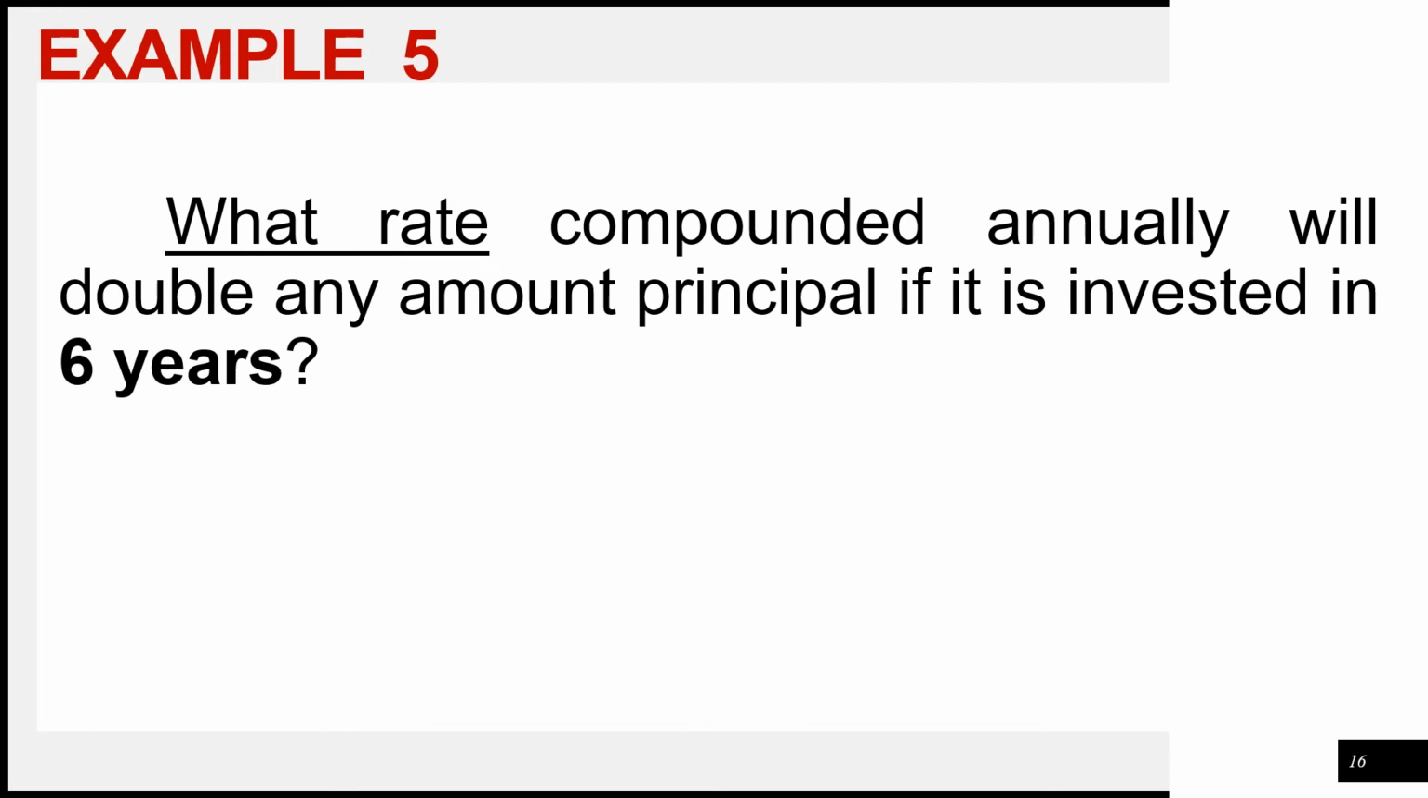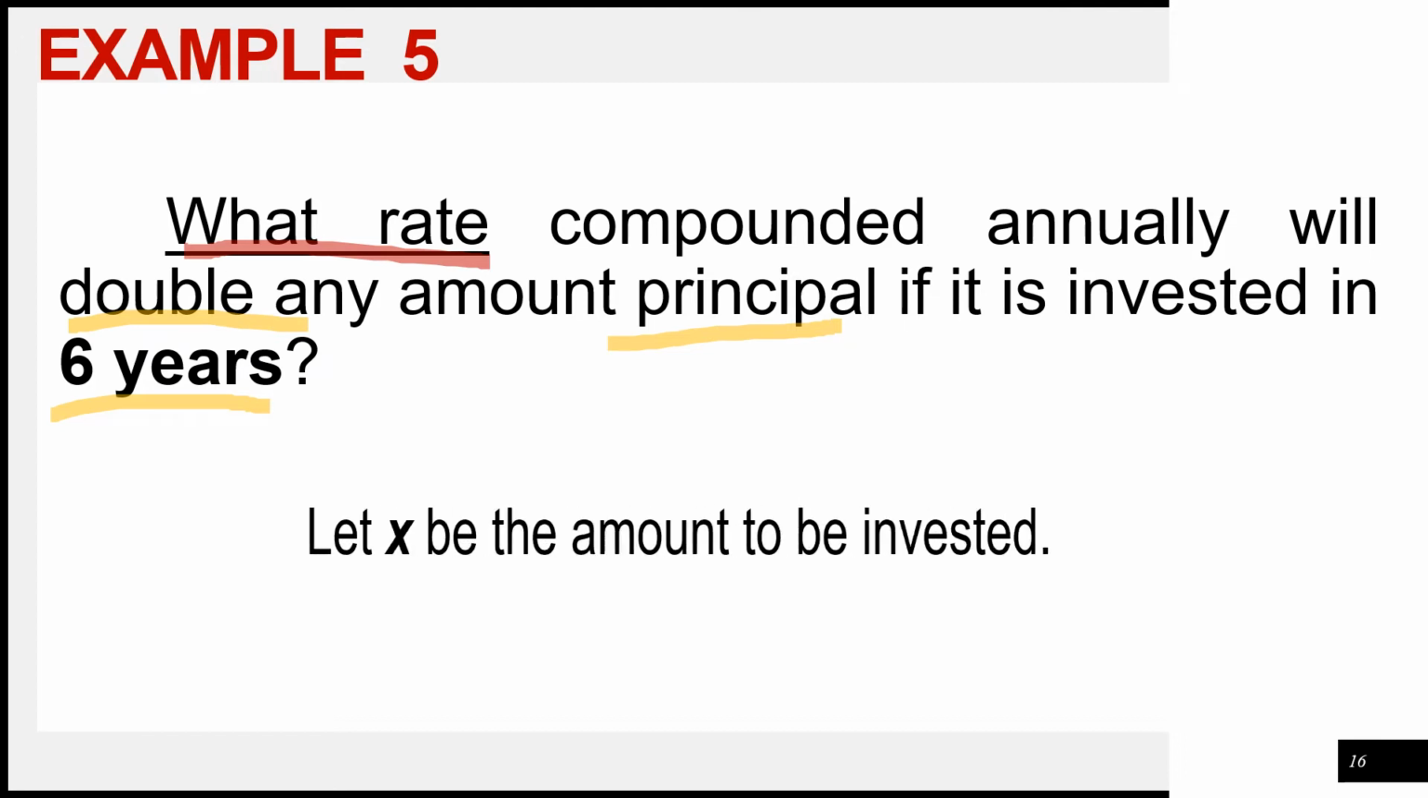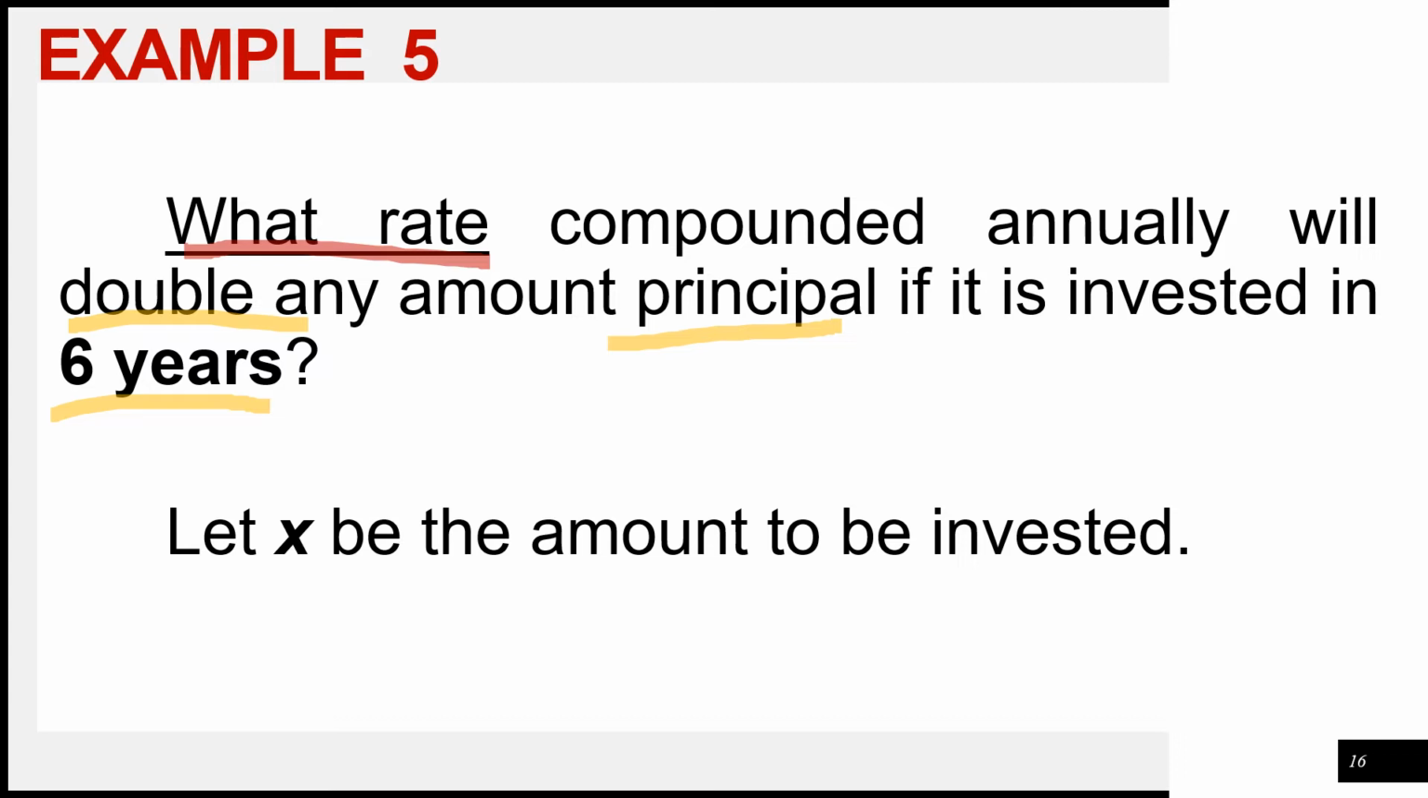Here is example 5. What rate compounded annually will double any amount of principal if it is invested for 6 years? For this problem, we are asked what is the nominal rate. And the problem is we only have the t as our given. Now, we are going to identify the rate if the principal will be doubled after 6 years. Now, how are we going to do that? We are going to let x be the amount to be invested. Then, we are going to find the value of j.